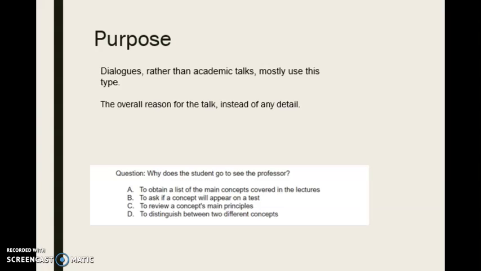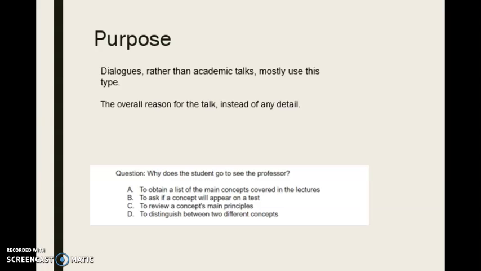Purpose. Dialogues, rather than academic talks, mostly use this type. The prompt generally asks why one speaker visits the other speaker. So you need to be able to understand why the dialogue, what its purpose is, what is happening. You're looking for the overall reason for the talk instead of any detail.